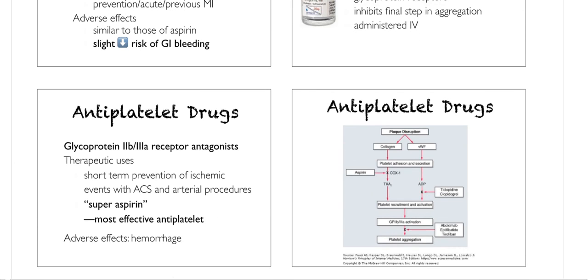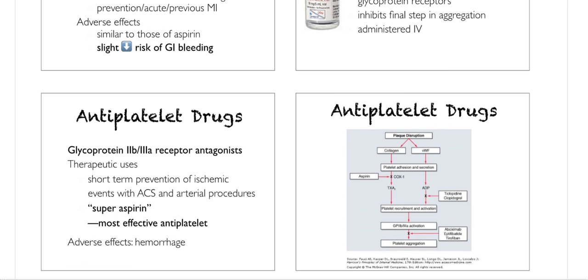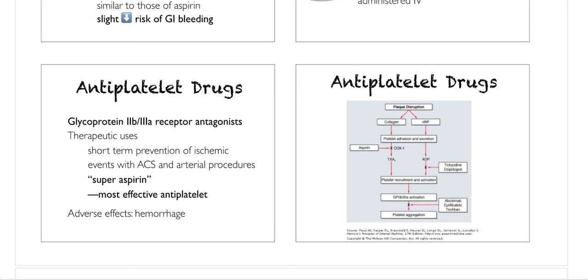The thing about them is that they are the most effective antiplatelet medication that we can give. It's the super aspirin. We're only able to give it IV. That's part of the reason why it's given IV, because it is so powerful. We are only going to give it for short-term prevention of ischemia associated with ACS or arterial procedures. It does have the adverse effect of hemorrhage, like most of them. This one might be a little more powerful of an adverse effect.